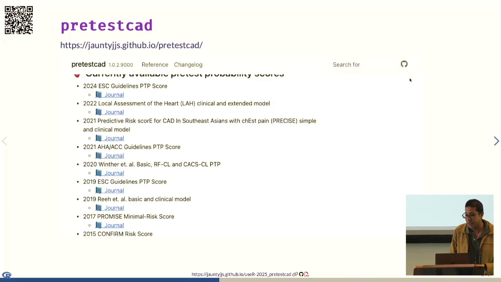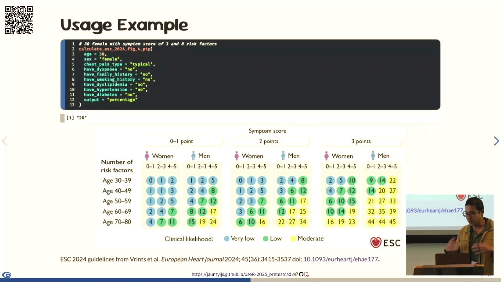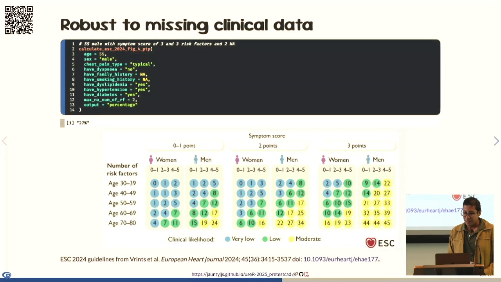Since this is not a medical talk, I will just show very briefly how it works. For someone with a symptom score of 3 and no risk factors, they just get a 2 in this table. It's very simple for this case. And we try to also make it flexible. Medical data are not always complete. We don't have everything about the patient.